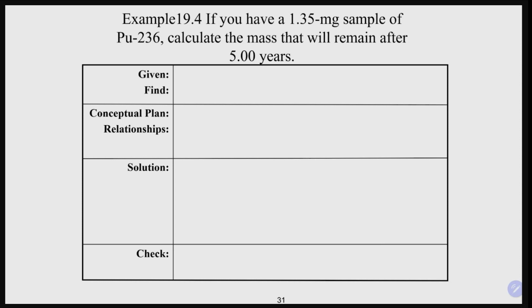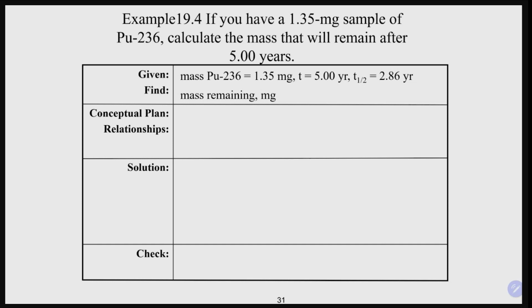All right, so let's try a little kinetics here. Activity: if you have 1.35 milligrams of plutonium-236, calculate the mass that will remain after 5 years. I'll give you some info there. Our half-life of Pu-236 is 2.86 years. So let's see what you come up with.